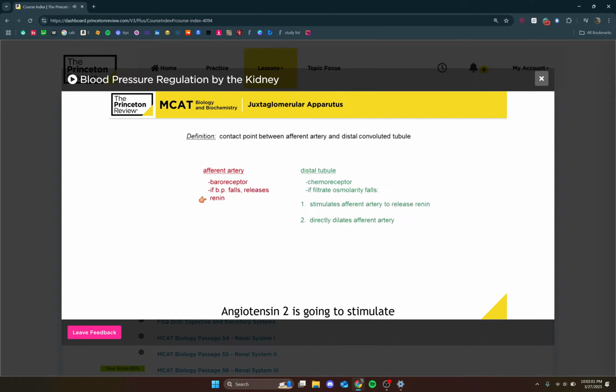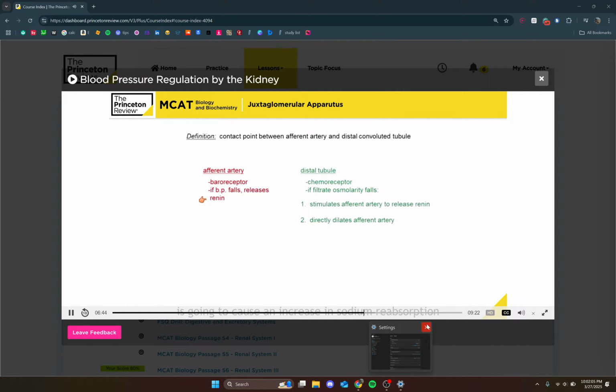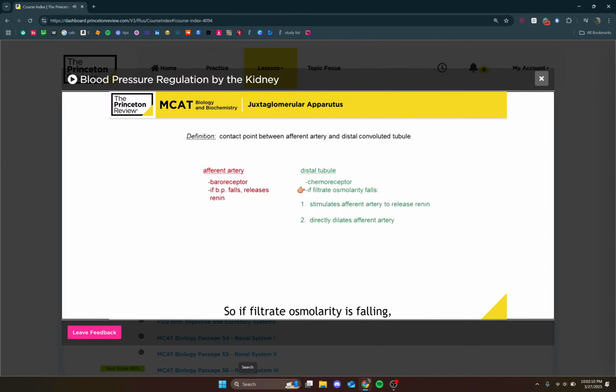Two is going to stimulate the release of aldosterone, and aldosterone is going to cause an increase in sodium reabsorption at the distal tubule. So if filtrate osmolarity is falling, if the fluid inside the tubule is becoming more dilute, it suggests that the renin system is already in play. And we've already got the systolic blood pressure, so the distal tubule says, whoa, the fluid inside me is becoming less concentrated quick. Stimulate the release of renin and open up that artery. Renin goes through its whole big thing, converts everything to angiotensin II.